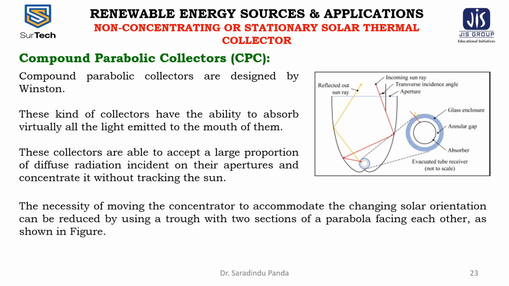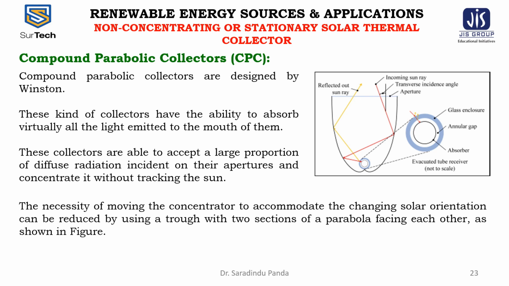These collectors are able to accept a large proportion of diffuse radiation incident on their apertures and concentrate it without tracking the sun. The necessity of moving the concentrator to accommodate the changing solar orientation can be reduced by using a trough with two sections of a parabola facing each other, as shown in the figure. Compound parabolic concentrators can accept incoming radiation over a relatively wide range of angles.